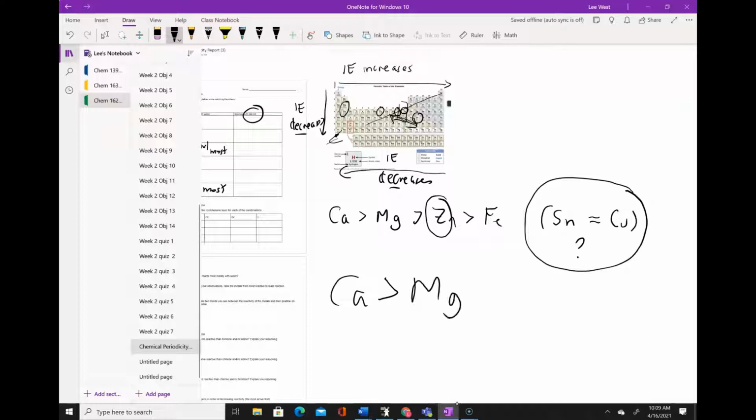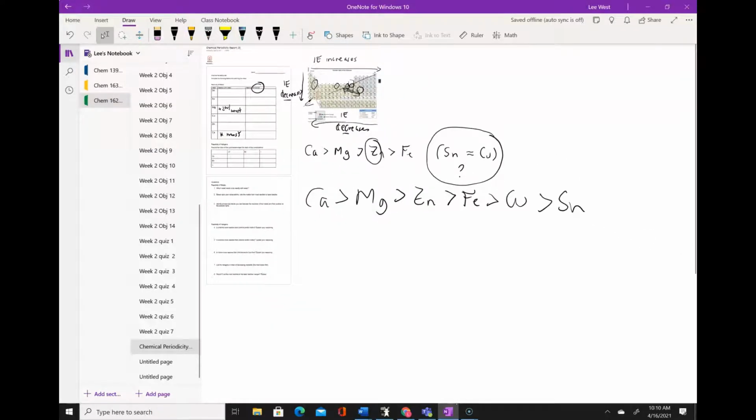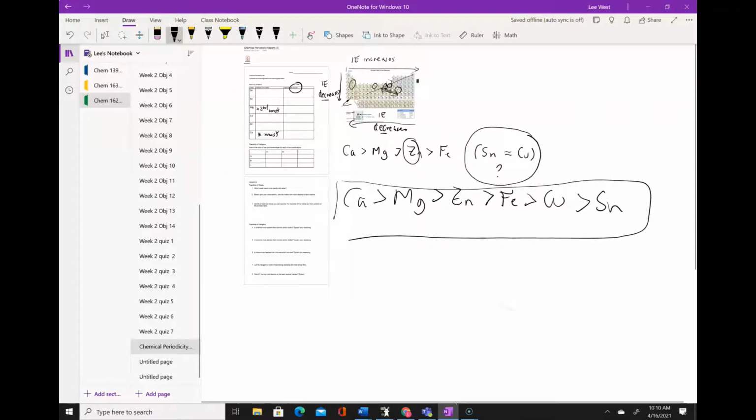We only moved 1 space down, but we moved 4 over. So therefore, I would say that moving across the period, which results in bigger changes of properties than moving down a group, that's going to be the dominant effect there. So that's what I would put for my sort of reactivity order.